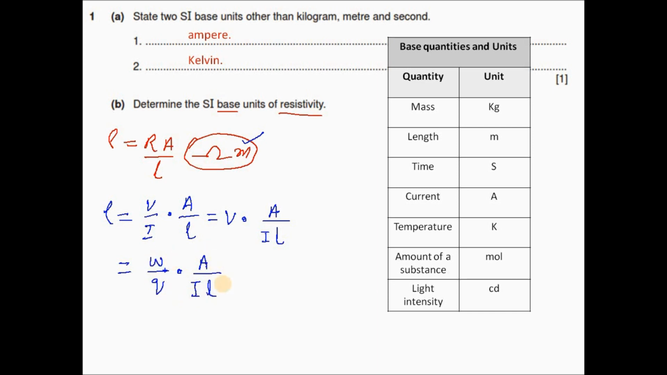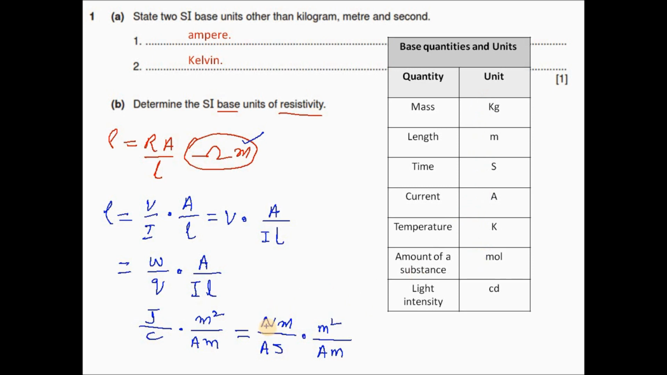Now it's easy to understand the units. Clearly I can say that work has unit joule, charge has unit coulomb, and area has unit meter square, current has unit ampere, and length is meter. Still we need to replace joule and coulomb. Joule is Newton meter, and coulomb is ampere second, as per definition, so ampere second into meter square over ampere meter.